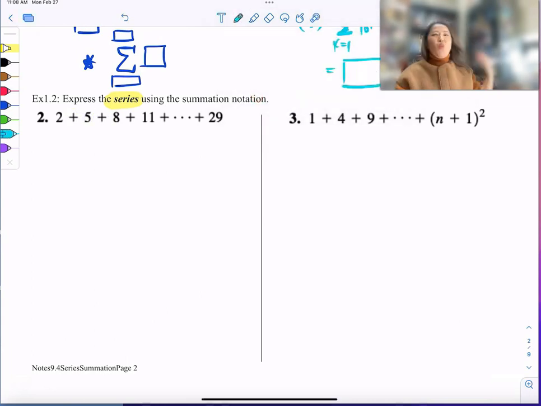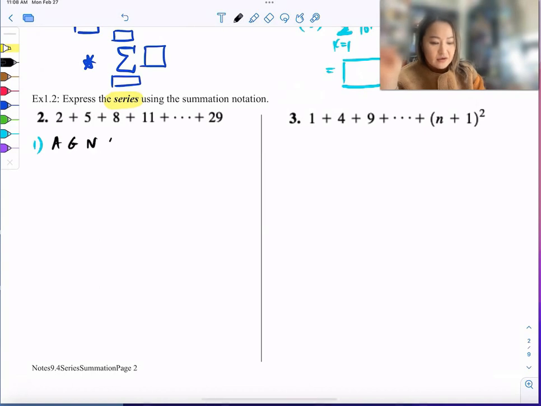All right, so we're not going to add all this, but we're going to first put it into summation notation. Let's write a couple of things that we know already. What is this series, or what is this sequence? Is it arithmetic, geometric, neither, quadratic, or what? You notice it's arithmetic.